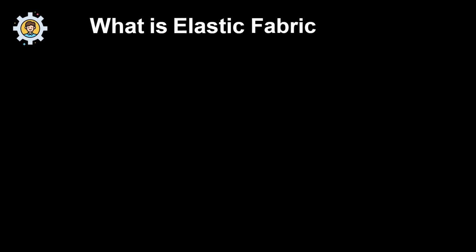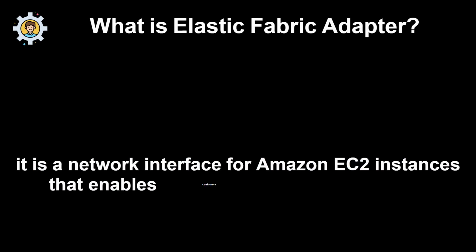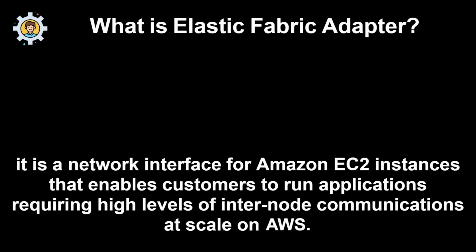What is Elastic Fabric Adapter? It is a network interface for Amazon EC2 instances that enables customers to run applications requiring high levels of inter-node communications at scale on AWS.